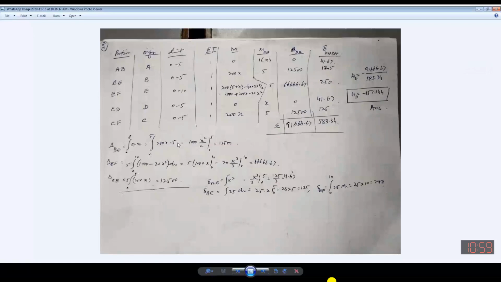Then M into m for the first one, you can see it is 0. It will be multiplied, it will become 0. Then you multiply this one with this one, it comes out to be 1000x, 1000x squared by 2, limit 0 to 5, so it comes out to be this one. Similarly, if you multiply this with this one, it comes out to be this one. Multiply this one with this one, it comes out to be this one. If you multiply these terms and apply the limit of 0 to 5, then you will ultimately get this value of 12,500. Okay?